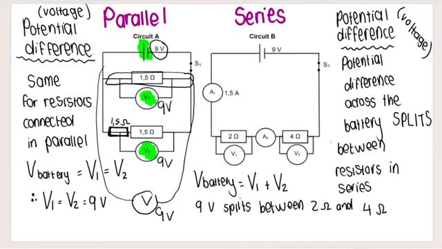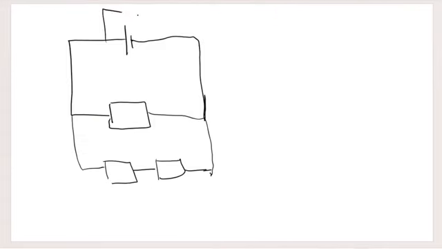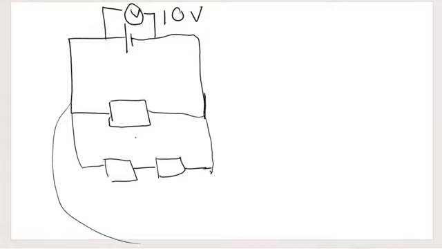Because the battery's 9 volts, the top branch will get 9 volts, and both of these together will get 9 volts. The branch as a whole will get 9 volts. And because they're equal in resistance, they'll each get half of 9. So 4.5 and 4.5. Let's say the voltage across the battery is 10 volts. Then we know that the voltage across this whole parallel thing is 10 volts.